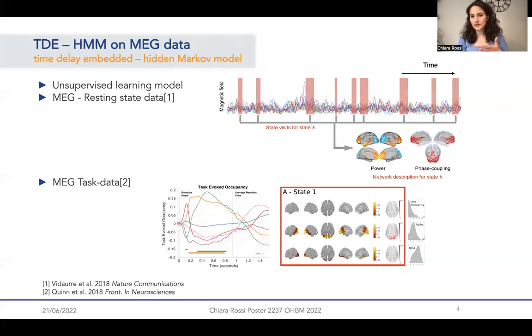Here, I report the work by Professor Vidaurre on resting state data, where we see a transient state that activates throughout the whole recording. And the state is characterized by a spatial map that is described by the power spectral density distribution across the brain and the phase coupling network that is the phase coherence across regions. The same model was also applied to analyze MEG task data by Professor Quinn. The only difference with resting state data is that we can take the temporal course of the state, so the probability of activation of every state along the whole recording, and epoch it with respect to the task information. In this way, we see what is the pattern of activation of every state throughout the epoch.